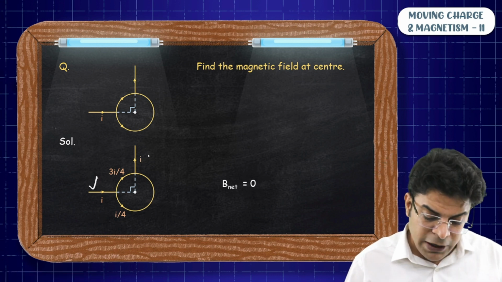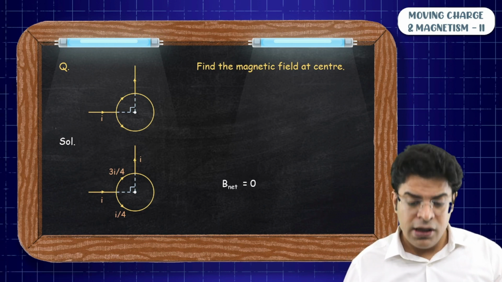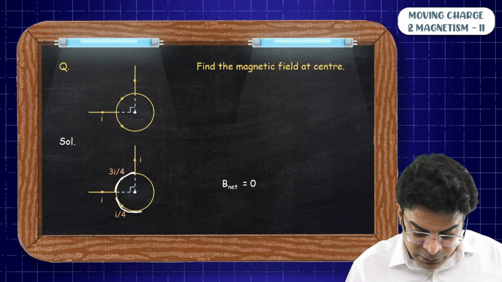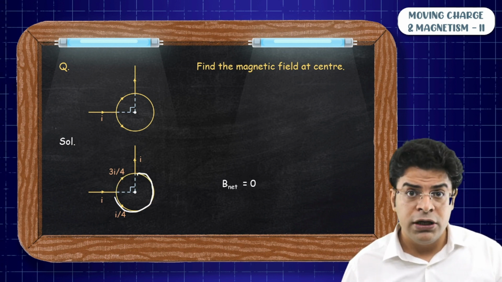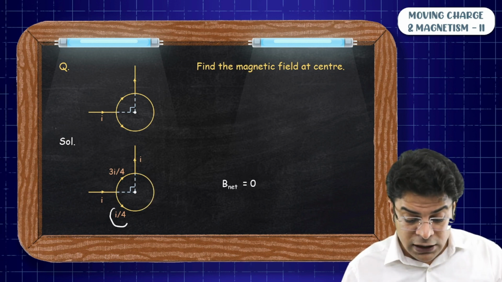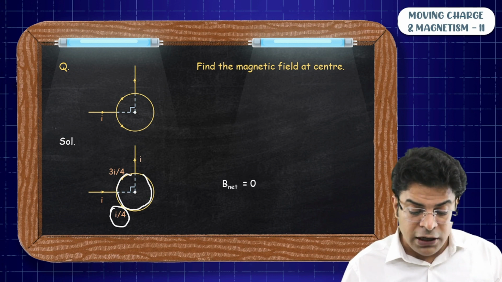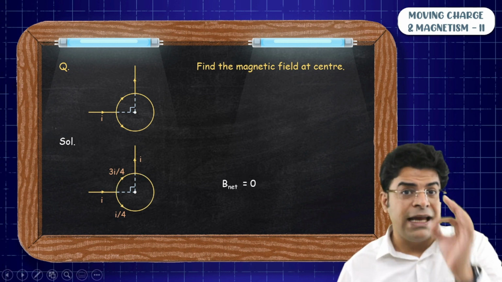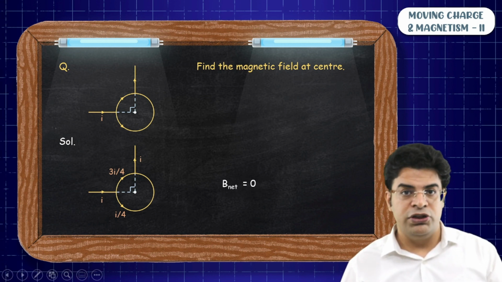Due to these two parts, it is going to be 0 because the center lies on the same line. And because of this part and this part, understand that this bigger part has got 3 times the length, no doubt. It subtends 3 times the angle at the center, no doubt. But it has got 1/3 the current. So this quarter part and this 3/4 part produce magnetic fields of the same strength in opposite directions. That's why the net magnetic field at center will be 0.